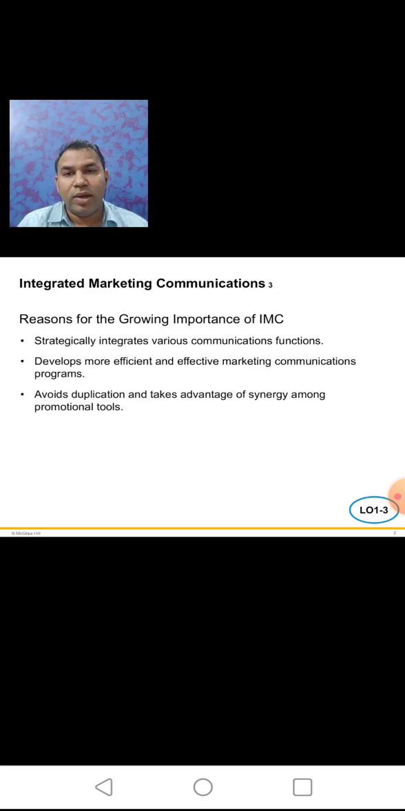Then reasons for the growing importance of IMC: it strategically integrates various communication functions, develops a more efficient and effective marketing communication program, avoids duplication and takes advantage of synergy among the promotional tools. So I think that is very important. Synergy is there among the different promotional tools, and then it becomes more effective. The marketing program, the marketing campaign becomes more effective and efficient. All the marketing tools communicating the same kind of communication leads to more impactful communication to the customer.